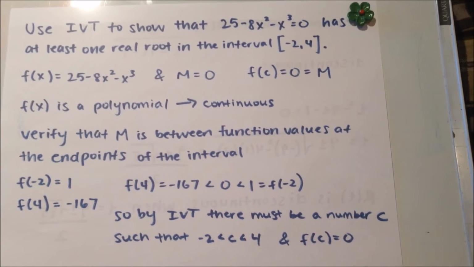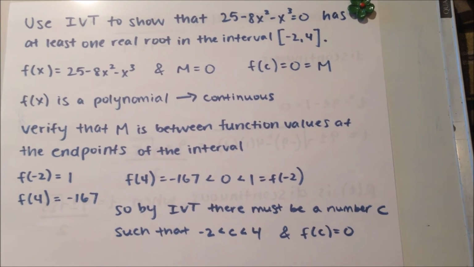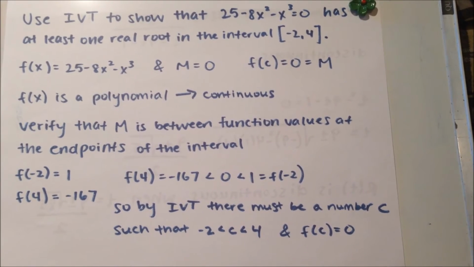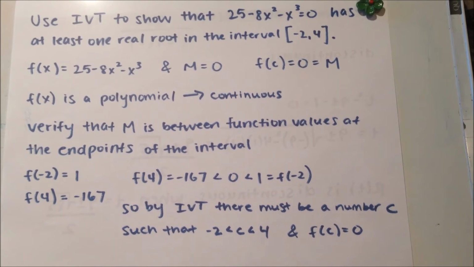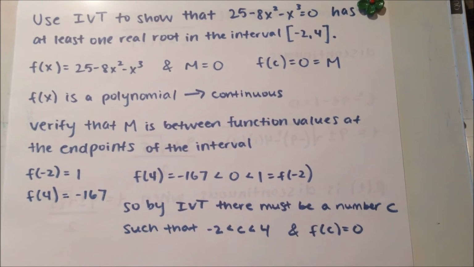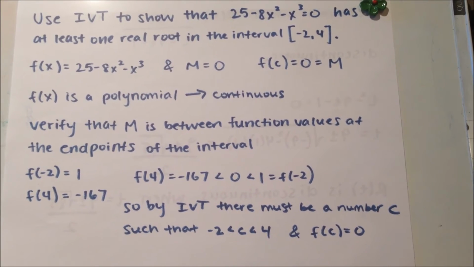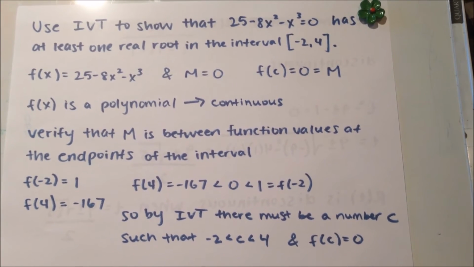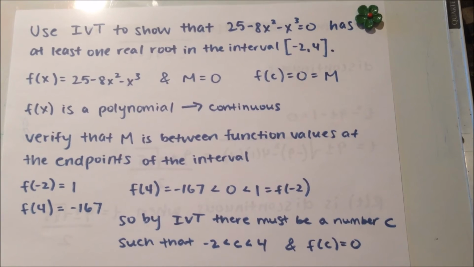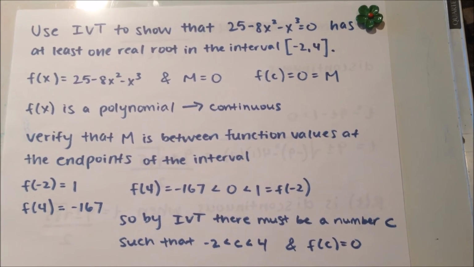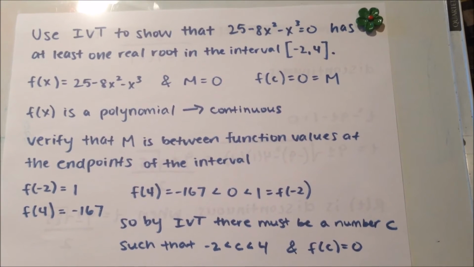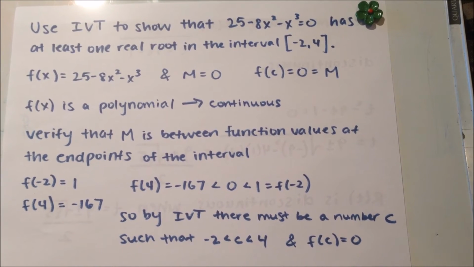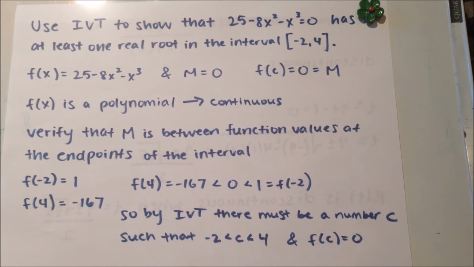So for this third example problem, we will use the intermediate value theorem to show that 25 minus 8x squared minus x cubed equals 0 has at least one real root in the interval -2, 4. The intermediate value theorem states that if f is continuous on the closed interval a, b, and k is any number between f of a and f of b, then there is at least one real number c in a, b such that f of c is equal to k.